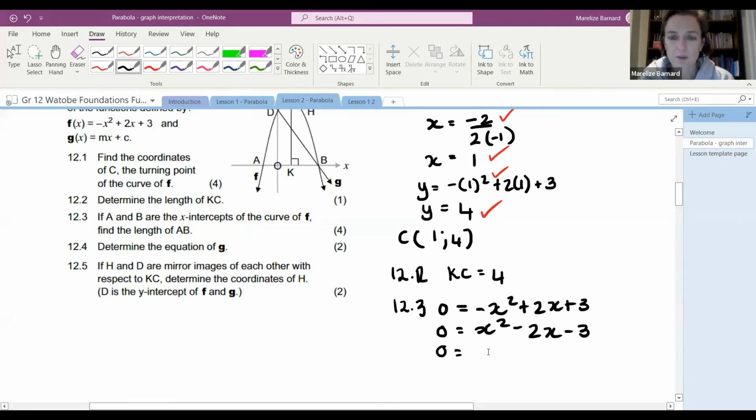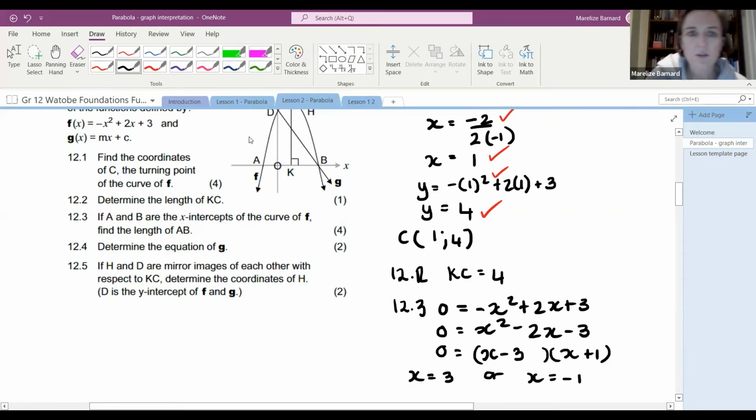And for this one, we are going to factorize, with the equation equal to 0. So x is 3 or x is minus 1. So obviously my A is going to be where the minus 1 is, and B is going to be 3. So what is the length of AB? AB is 4.